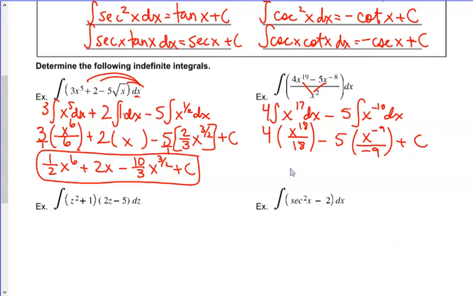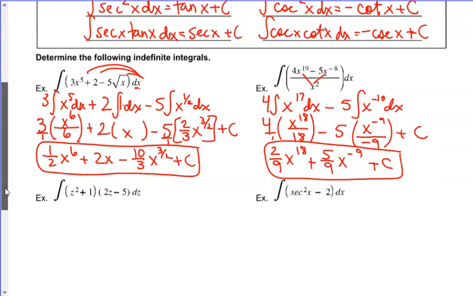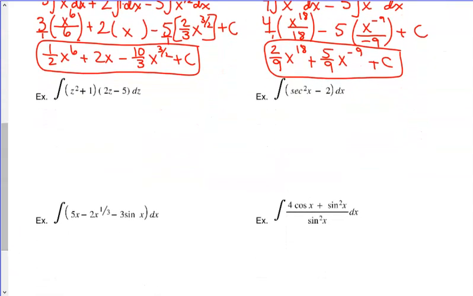So at this point, I just now need to clean up my numbers. 4 over 18 is going to be a 2/9 when I reduce by 2, x to the 18th, minus 5 and a negative 9 actually makes that a positive 5/9, x to the minus 9, and then our plus c. And that would be your final answer at this point. Okay? All right, very good.